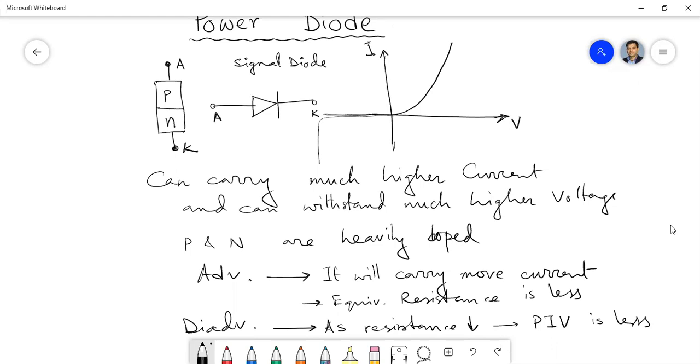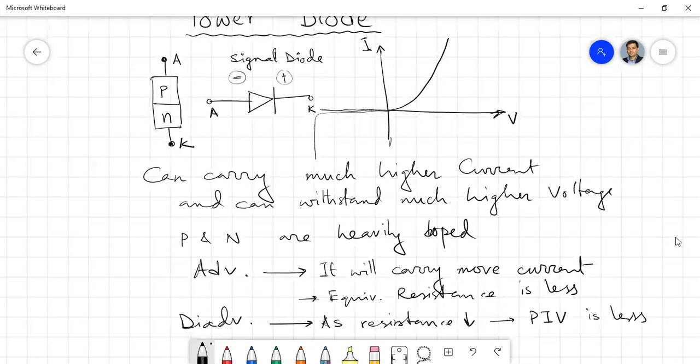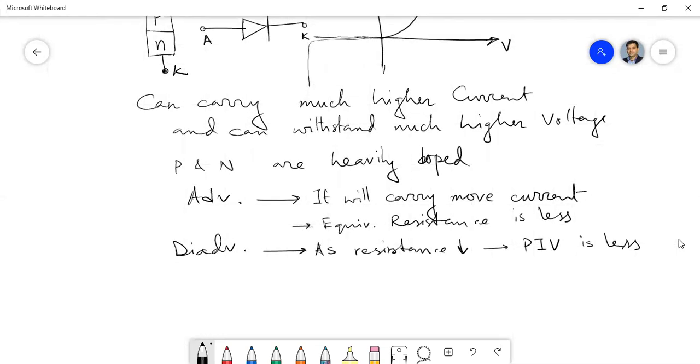Okay, so suppose this is positive with respect to this, generally it should not conduct, isn't it? Should it conduct in this mode if this is negative and this is positive? No, no, no. It should not conduct. But there is a maximum value which a particular device can withstand. Are you getting it? So that voltage will be less.